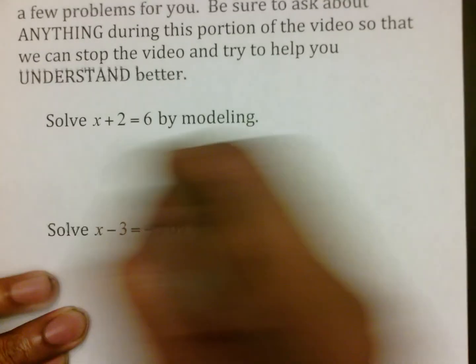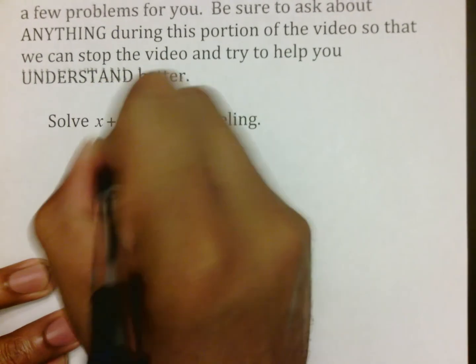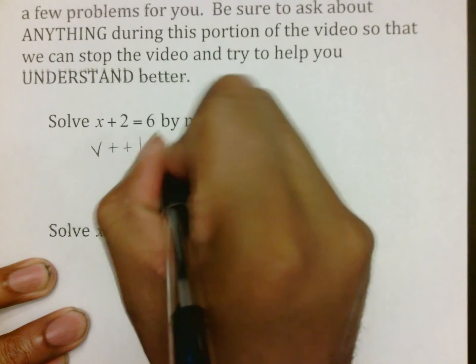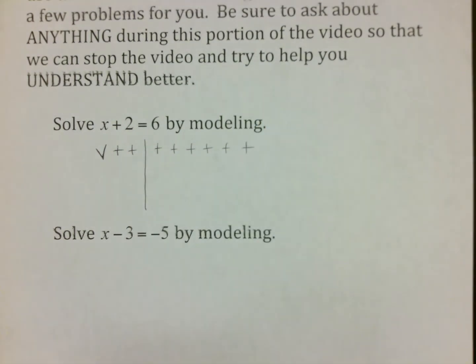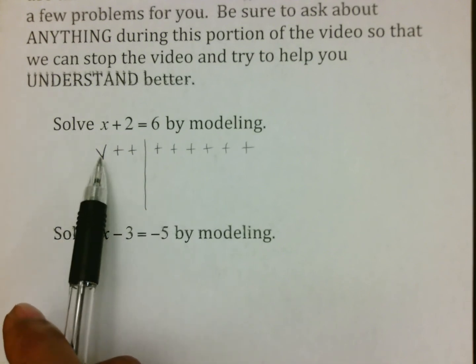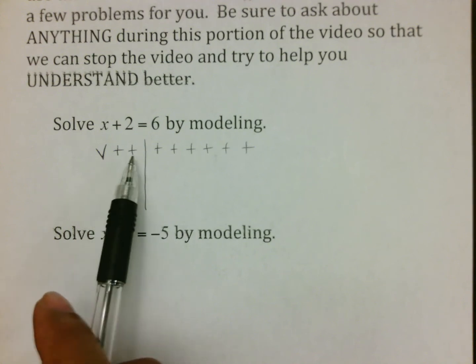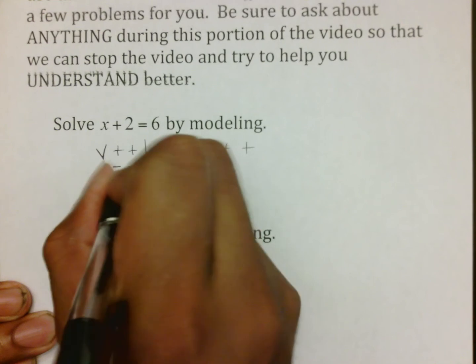We're going to solve x plus 2 equals 6 by modeling. The first thing we're going to do is model it with an x, 2 pluses, a wall, and 1, 2, 3, 4, 5, 6 pluses. Our overall goal is to get this cup by itself so we can see what's inside of it. But right now the cup is on the same side as 2 pluses. What we're going to do is move these 2 pluses by adding 2 negatives to this side.